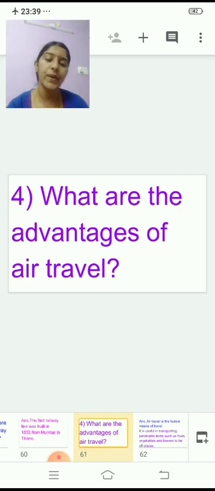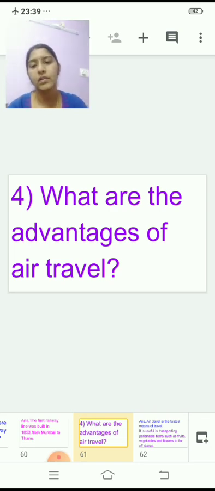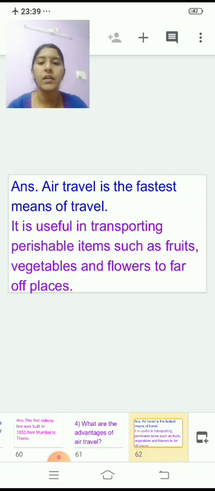The next question: what are the advantages of air travel? So why do people choose air travel? What is the advantage of it? So that we are going to explain now. So the first thing is it is the fastest. Air travel is the fastest means of travel.